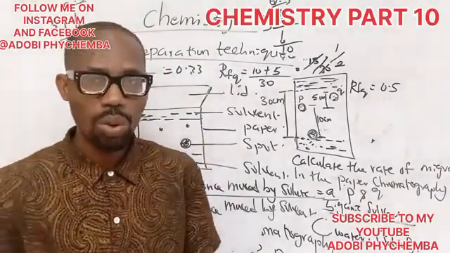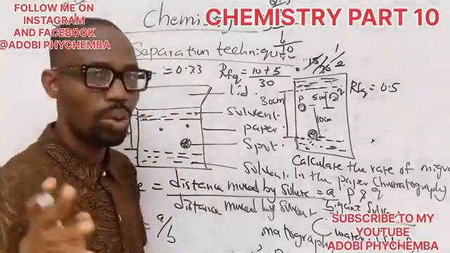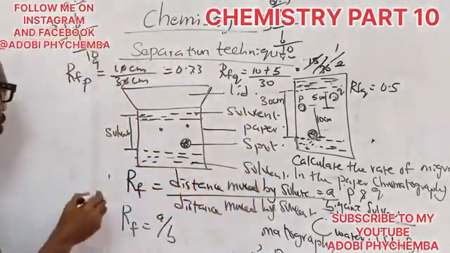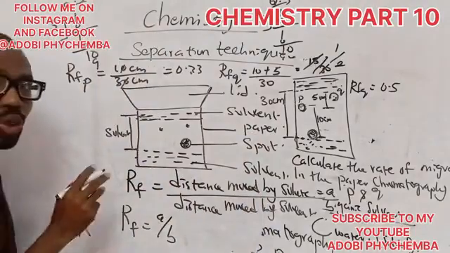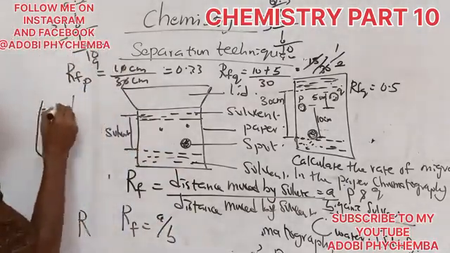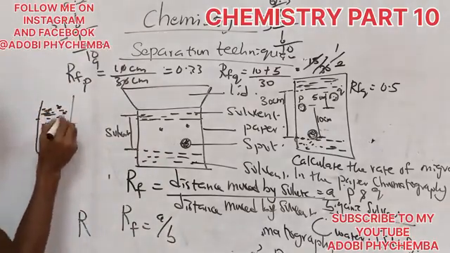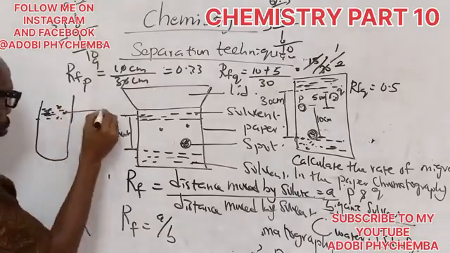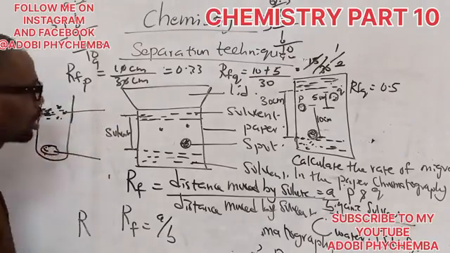I want to ask you a question now. During centrifugation, I will ask you 3 questions. During centrifugation, the aqueous solution that is found at the topmost part of the tube, what do we call it? And the solid substance found at the bottom, what do we call it?